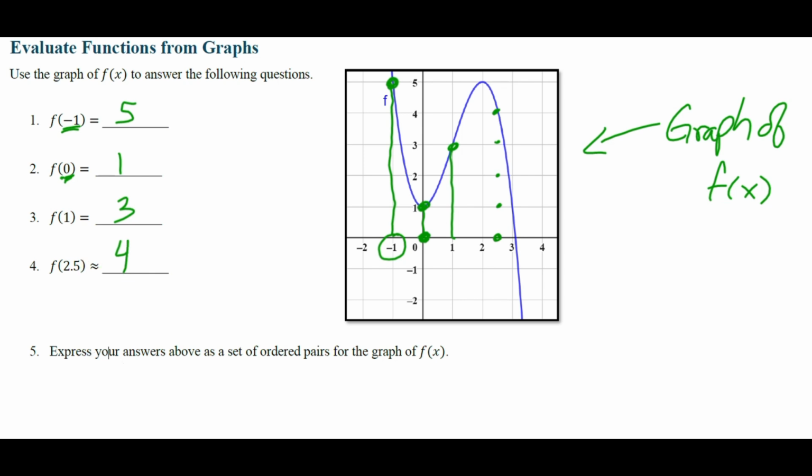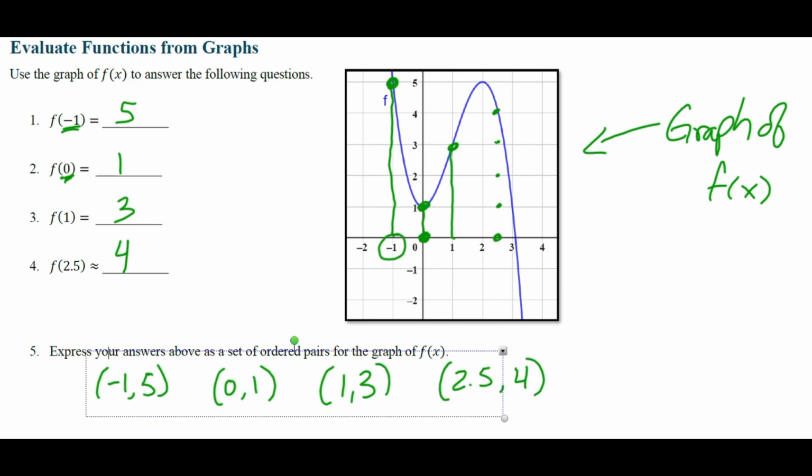Question 5 says, express your answers above as a set of ordered pairs for f of x. So we have (-1, 5), (0, 1), (1, 3), and (2.5, 4).